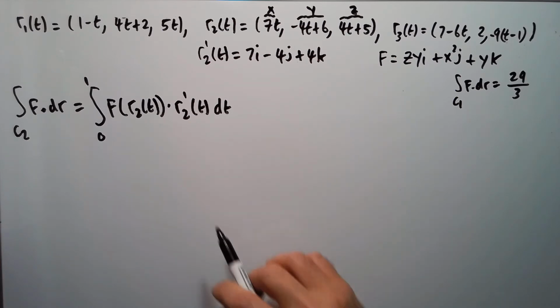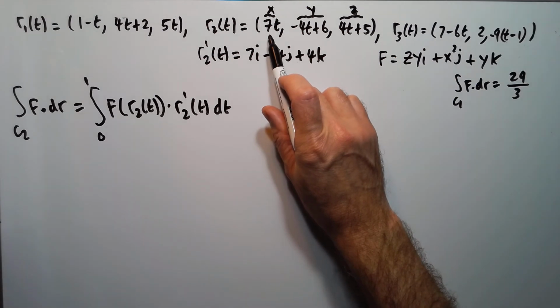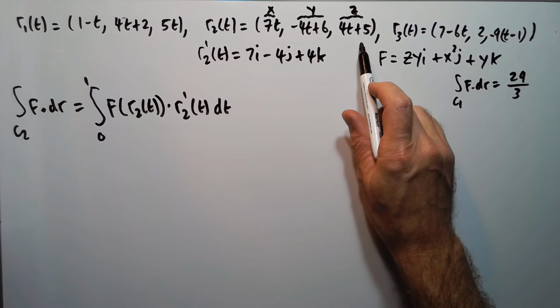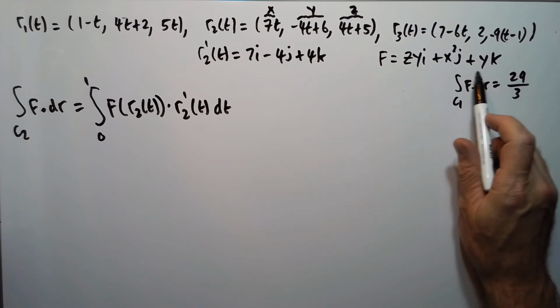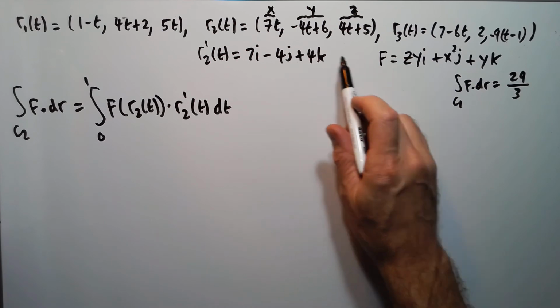Now we're going to go f composed with R2. The 7t is my x, the negative 4t plus 6 is my y, and the 4t plus 5 is my z. So when I plug into this, I'll be making those substitutions. Let me make those substitutions and write it down here.